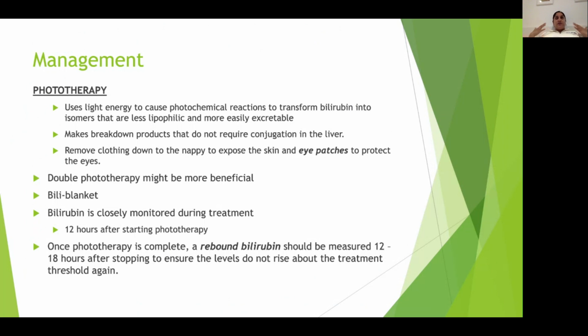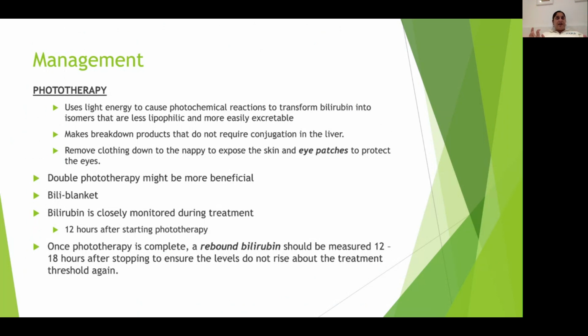So it's really important when babies have phototherapy to remove all their clothes. They're usually just in a nappy, and we give them little eye patches as well, and they can just lie underneath the lights. Sometimes babies will have double phototherapy, depending on how high the levels are. That will be like two light blocks over the top of the incubator, and babies can just have double phototherapy that way.